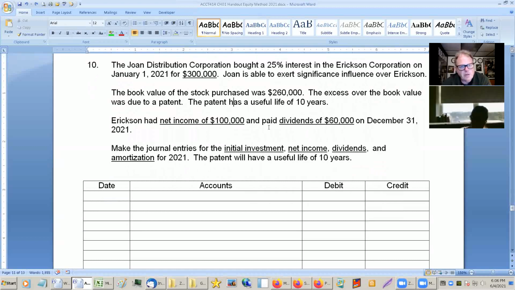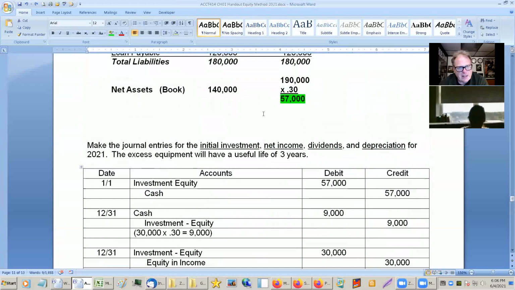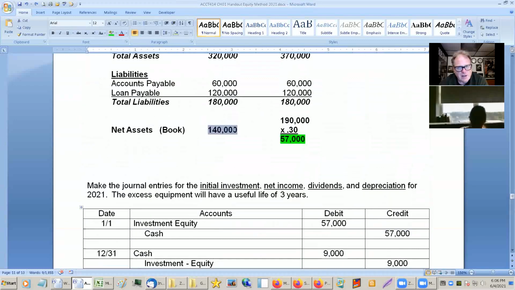Okay, now this one is a little bit tricky. And then they tell you the book value of the stock purchase was 260,000. So that's kind of like this. They're telling you that this was 260,000, you know, their portion of it. Right. So I mean, if this was, you know, they paid, what's 342?